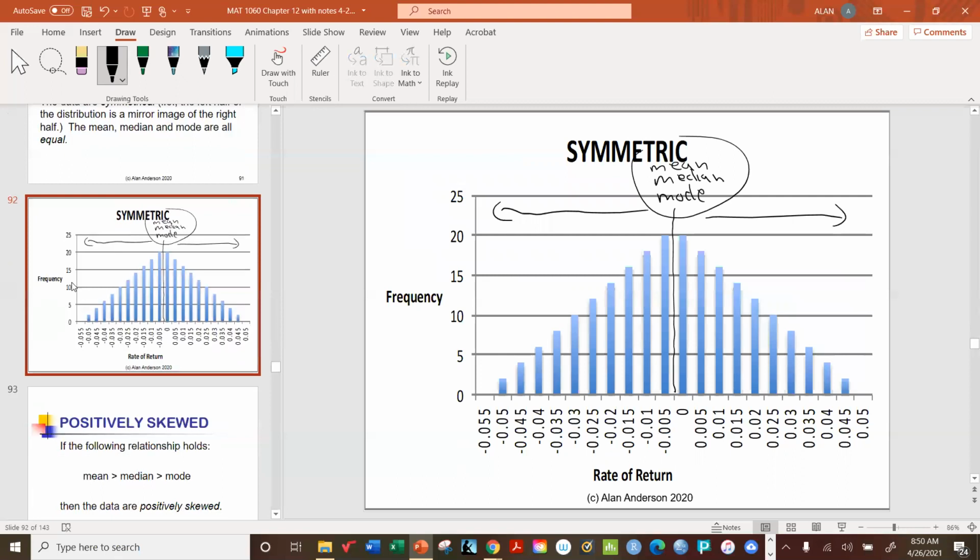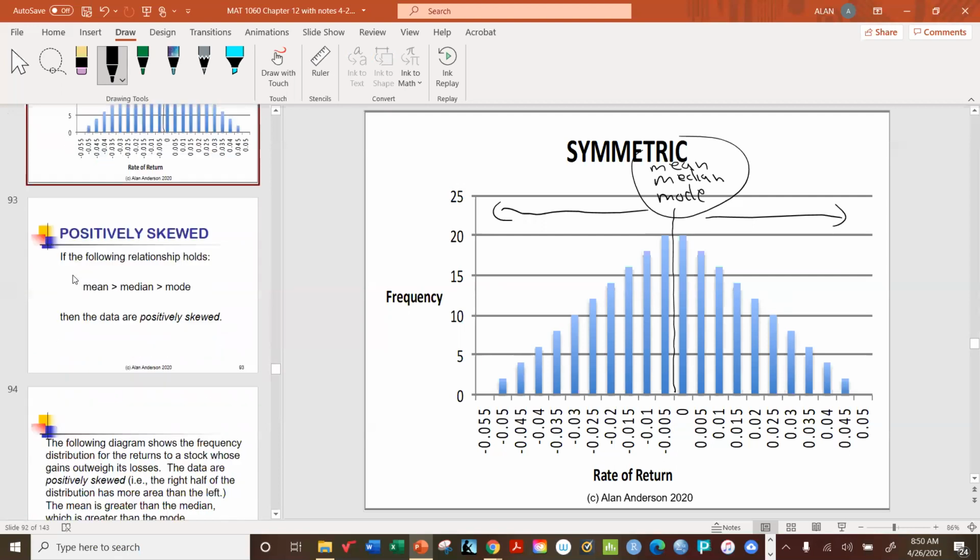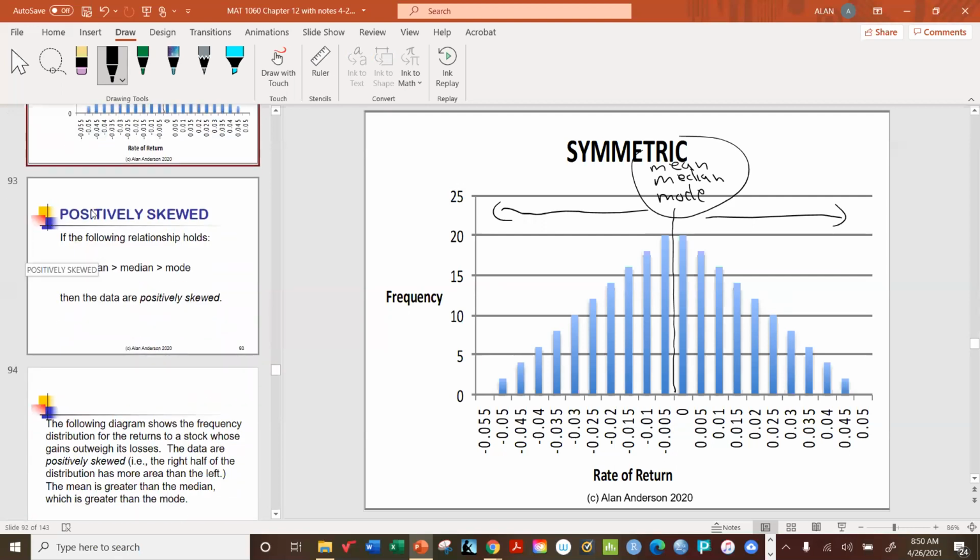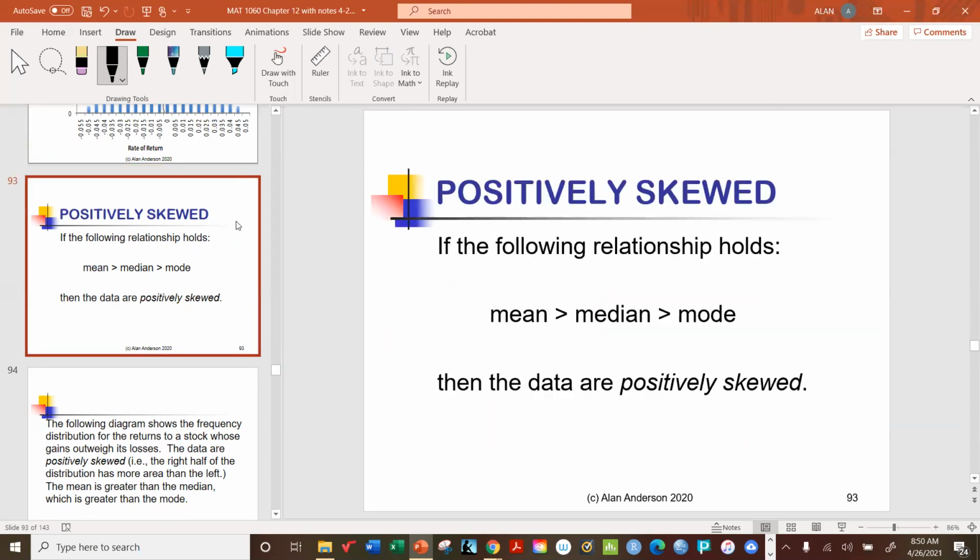All right. So there's one more case to consider. And it's really just the reverse of the negatively skewed. This would be positively skewed. All right. So now this time the mean is the largest. It's greater than the median, which is in turn greater than the mode. And in this case, we say the data are positively skewed. So you can probably visualize already what this looks like. It's the reverse of negatively skewed. This is what we want when we're talking about stocks, big time.